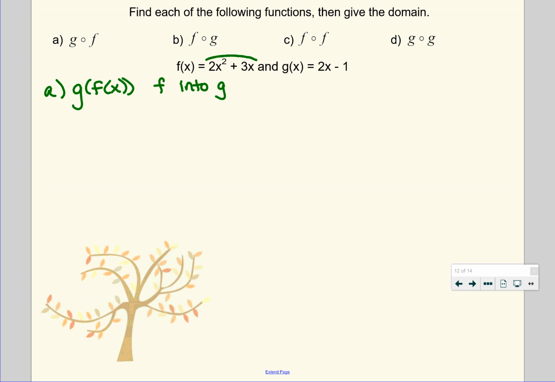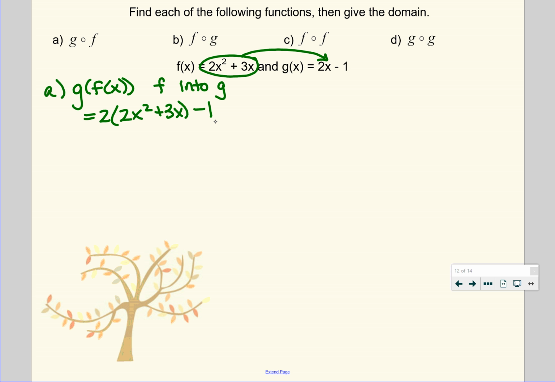Here's how we do that. We're going to take all of function f, circle it. We're going to put it into function g anywhere where there is a variable. We're going to take the variable out and replace it with function f. If there are multiple variables, you're plugging it in multiple places. Function g only has one x. So we're going to take that x out and we're going to put 2x squared plus 3x in its place. That looks like 2 parentheses 2x squared plus 3x, end my parentheses, -1.